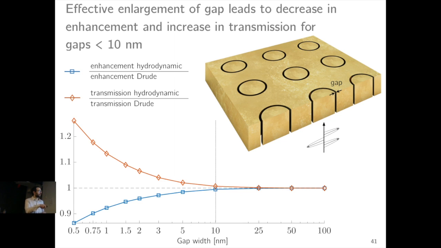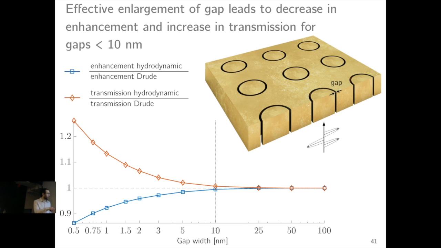For gaps above 10 nanometers, we see that the electromagnetic response for both models is virtually the same. So this means that if you're interested in computing simulations above around 10 nanometers, then you should not bother solving the more complicated hydrodynamic model, because you might actually get the same results as if you were solving the simpler Drude model. But as soon as you start going to geometries below tens of nanometers, the hydrodynamic model starts giving solutions that are quite different from the ones in the Drude model.